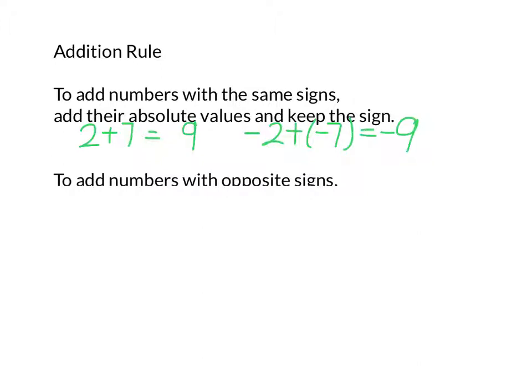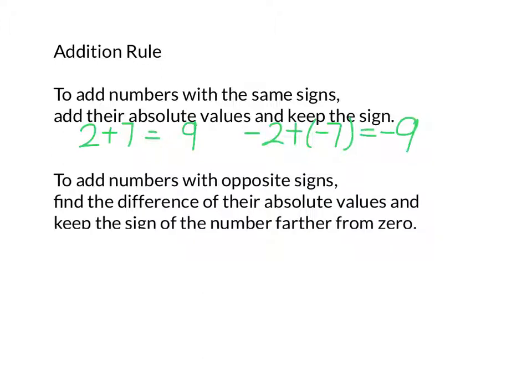Now to add numbers with opposite signs, we find the difference of their absolute values, and then keep the sign of the number that is farther from zero. As an example, negative 2 plus 7. I see that they have different signs, so I don't worry about which one is which for now. I just find the difference, and the difference is 5. Then I go back and decide which sign to keep. Do I keep the negative or the positive? The one farther from zero is the positive 7, so I keep the positive. If it had been 2 plus negative 7, again, I see that the signs are different, so I find their difference, which is 5. And the one that's farther from 0 is the 7, but it's a negative 7, so I would keep the negative. So that's our addition rule.